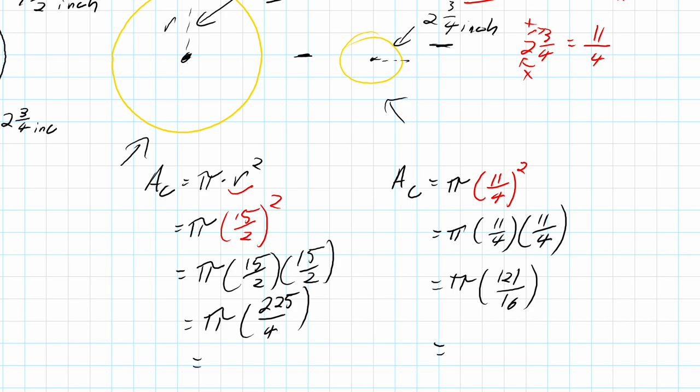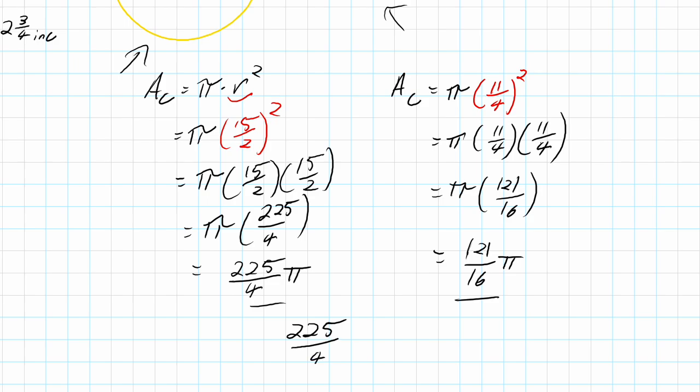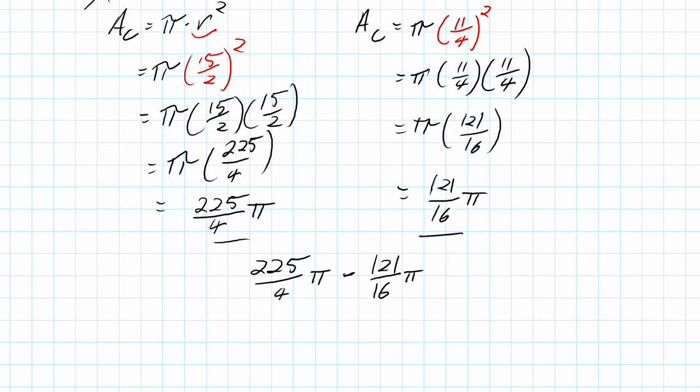What we can do is, this might seem a little different to you, 225/4 pi. I'm just going to write it beside each other. And this is 121/16 pi. To get the area, we just have to subtract these two values. So I can technically say 225/4 pi, subtract 121/16 pi. Now, that might seem different. You can make numbers that are a lot easier for you to understand. But technically, I can do this.